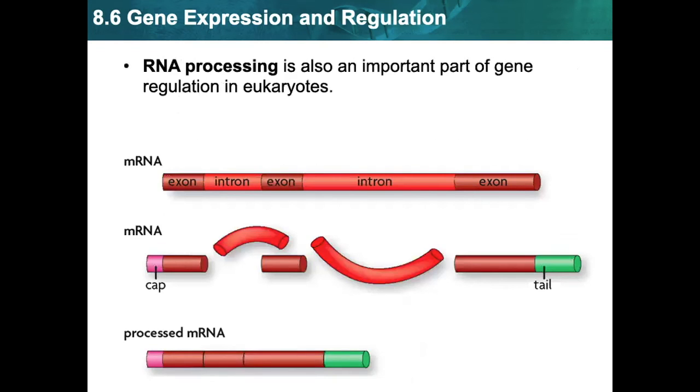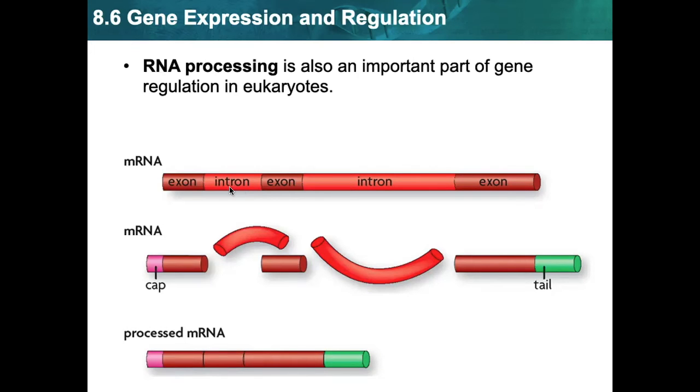Okay, after it's transcribed, we get RNA. And so then RNA is processed before going on to the ribosomes. RNA processing is an important part of gene expression and regulation. So before it is able to be used to make the protein, there are parts of the RNA that are not useful, that are not used to make the protein. They have to be cut out.